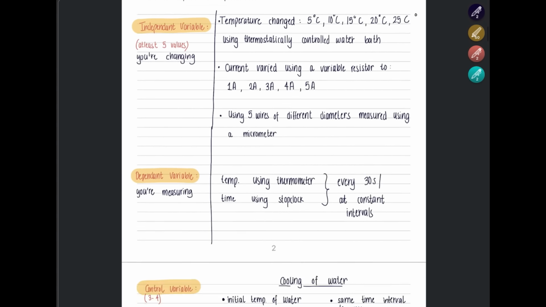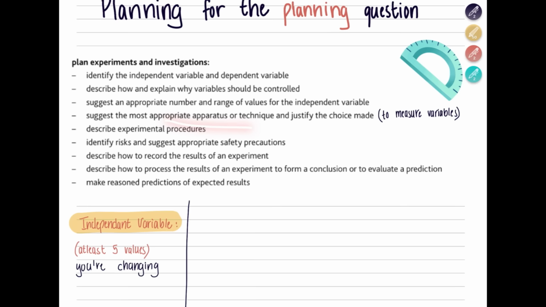First, we will discuss how we can do planning for the planning question. According to the syllabus, the first step is that you're supposed to identify the independent and dependent variable, describe and explain why variables should be controlled, appropriate number and range of values for the independent variable, and then the apparatus. So what does this mean?